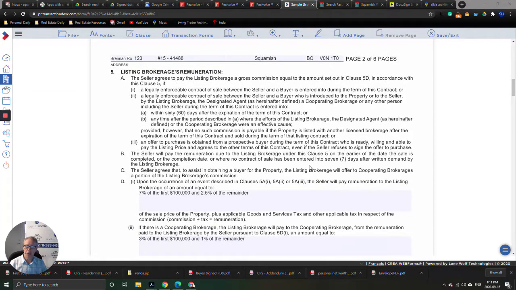And then we get into the remuneration. The key here is that you only pay the commission if the property sells, and you only pay if there's an agreed upon offer and it actually completes. There is a stipulation in the contract that states that if the property is sold but it doesn't complete, the agents would actually be entitled to that commission. However, that has never happened in Squamish.